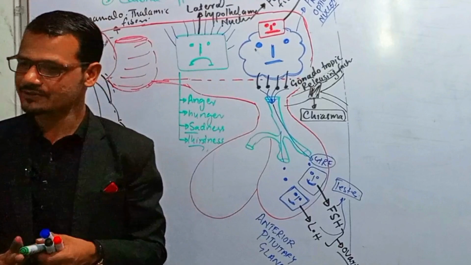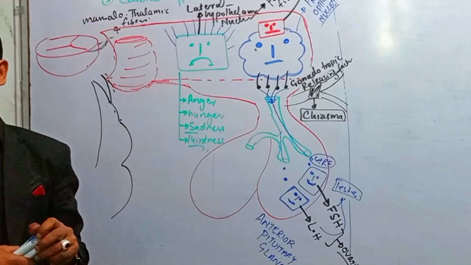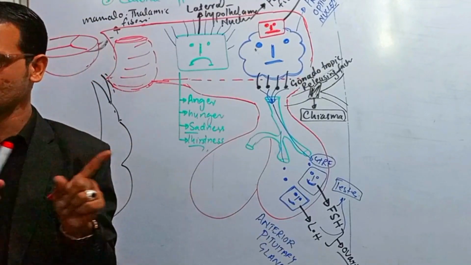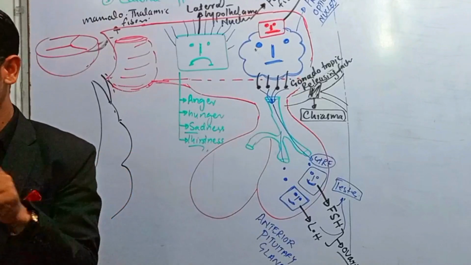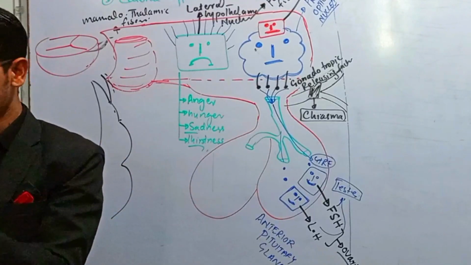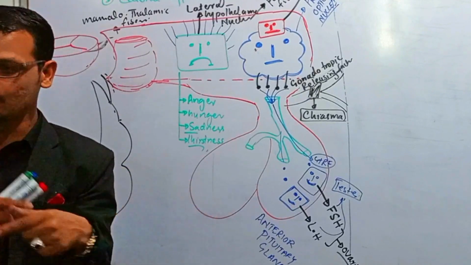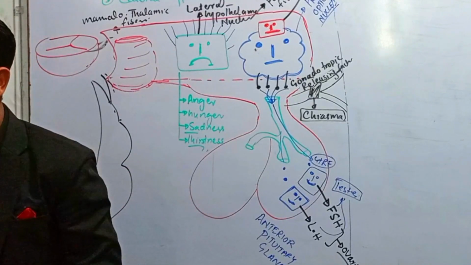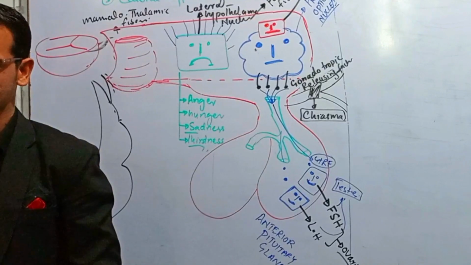Anger, hunger, sadness, thirst. For example, if you are hungry, this nucleus is activated. When you are thirsty, this nucleus is activated. When you are angry, this nucleus is activated. When you are sad, this nucleus is activated, right?